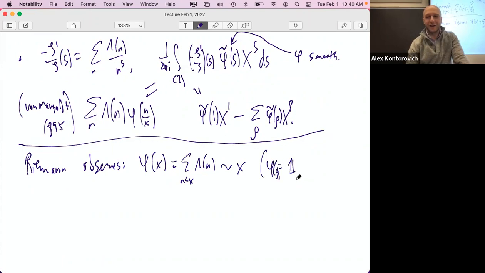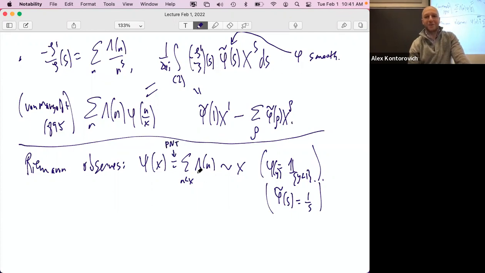If phi of y tells you when y is less than 1, then here, can you see this? Let's make that slightly better. Then here, the tilde of s would be 1 over s, as we've seen many times. And here you would get x to the 1. So this is equivalent to the prime number theorem. In fact, I would call this the prime number theorem.